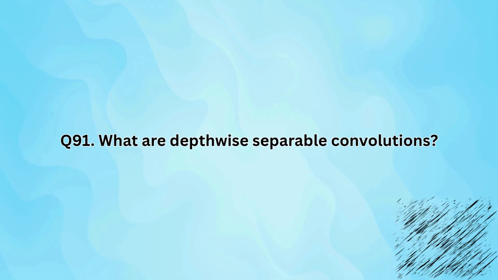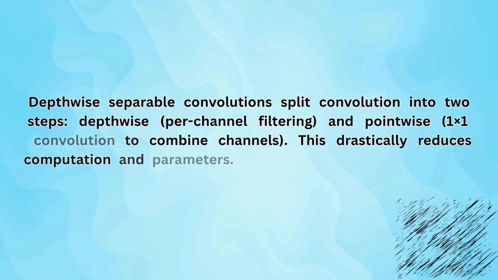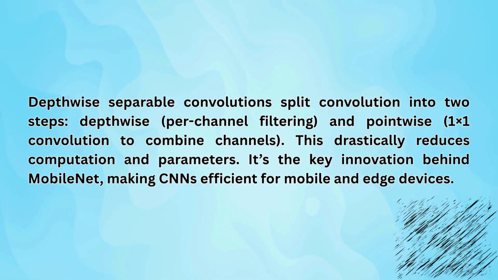What are depth-wise separable convolutions? Depth-wise separable convolutions split convolution into 2 steps: depth-wise, per-channel filtering, and point-wise, one-by-one convolution to combine channels. This drastically reduces computation and parameters. It's the key innovation behind MobileNet, making CNNs efficient for mobile and edge devices.